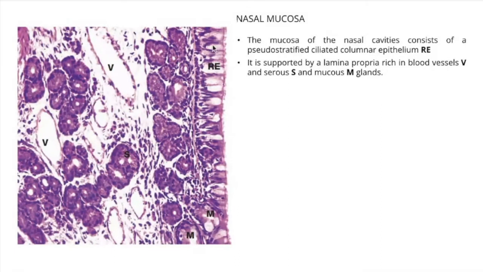So if you can see, this is actually the pseudostratified ciliated. You can see the cilia at the outer part here. Okay, so it is supported by lamina propria, which is rich in blood vessel, and it also has a serous and also mucus gland, okay, to secrete the mucus.